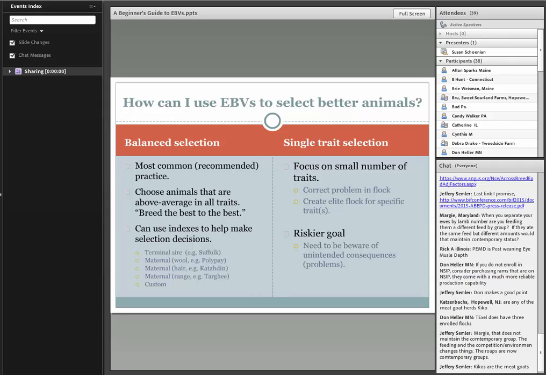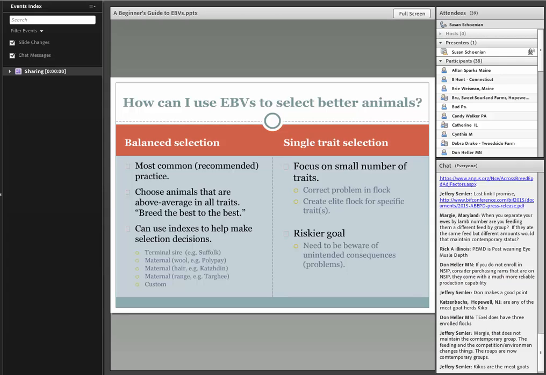breeds. An alternative way to use EBVs is single trait selection, where I focus on one or a small number of traits. This can be used to correct a problem in a flock. It can be used to create an elite flock. Maybe I wanted to create an extremely parasite-resistant flock. Well, I might have to really focus in on that parasite-resistant trait for a few years, and it might come at the expense of some other traits.